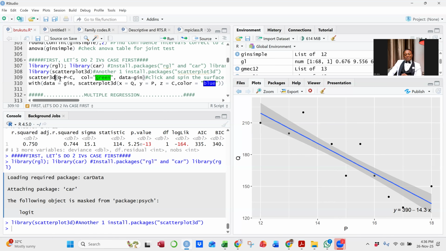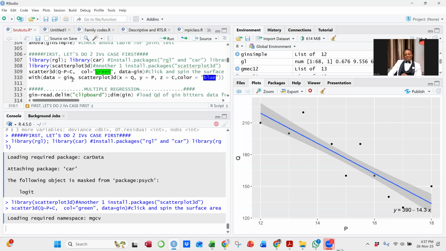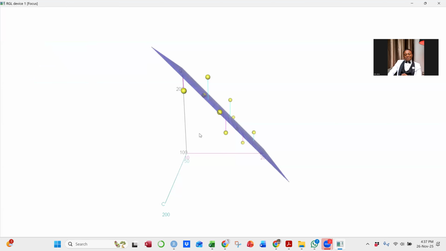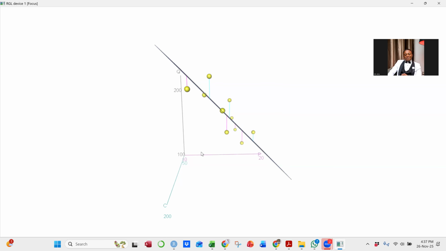I am checking Q, P, and C. So you see 3 variables. The quantity demanded is a function of the price and complement price. That's what I'm doing. And I want the color to be green. Let's see the result. It will open a new window. This is it. This is a new one. And the beautiful thing about this is that you can make the graph a 2D and also make it a 3D. 2D means that you make it like one line, like it stays here.